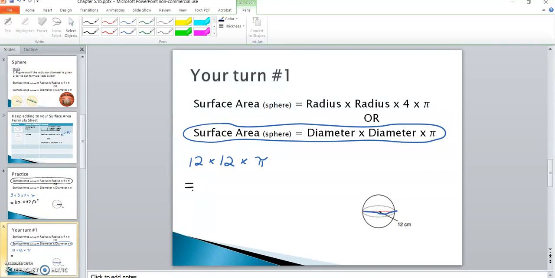Okay, so 12 times 12 times pi, and then equals, is 452.389. Then for the units, it's going to be centimeters squared.